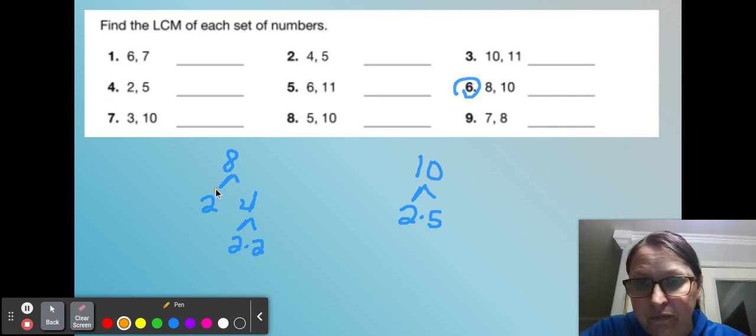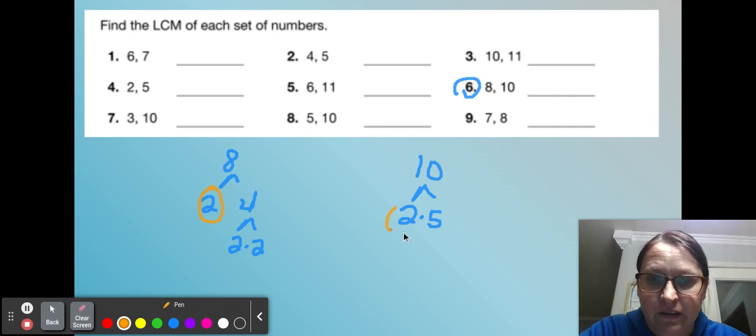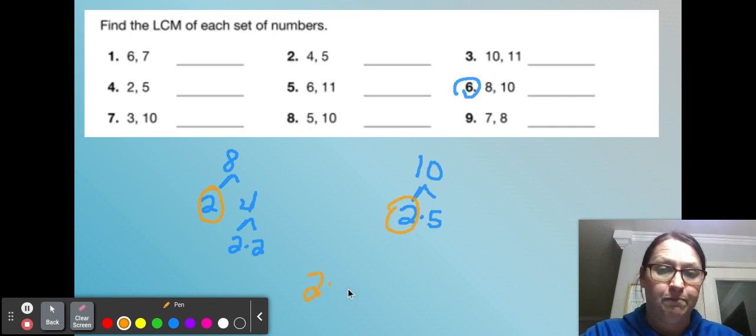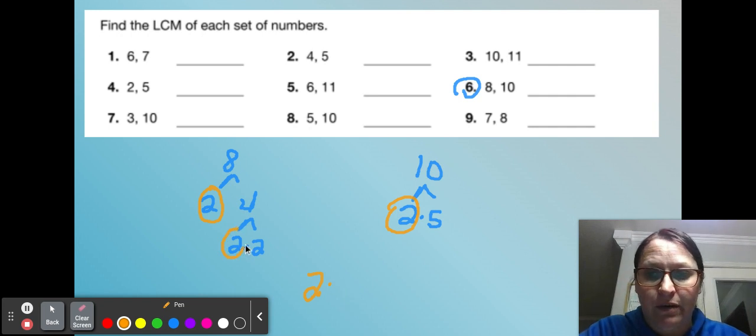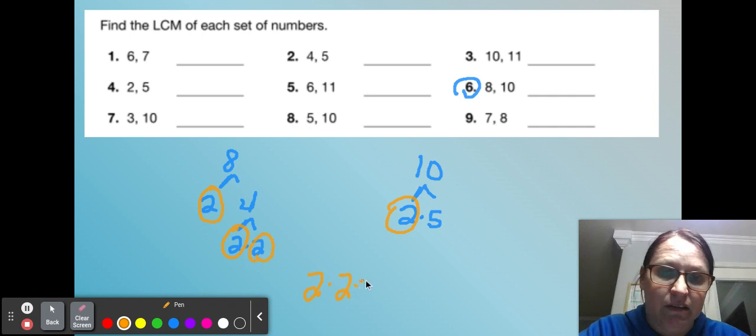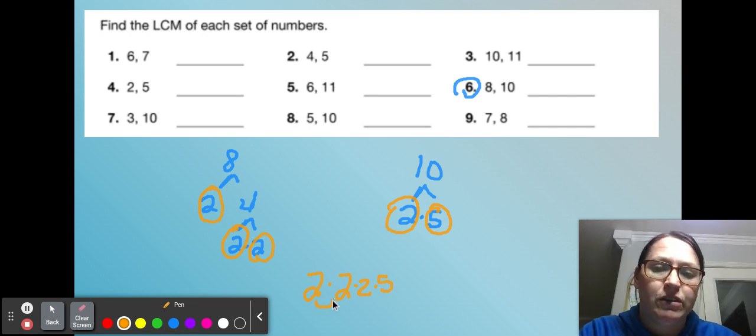The first thing I do is I look for any common factors. So this 2 and this 2 are common. I'm going to circle them both, but I'm going to write them one time. Then this 2 right here. There's not another 2 over here, so I'm going to put it here. There's this 2 right here. I'm going to bring it down here. And there's this 5 right here, and I'm going to put it right here. So now I have 2 times 2 is 4. 2 times 5 is 10. 4 times 10 equals 40.